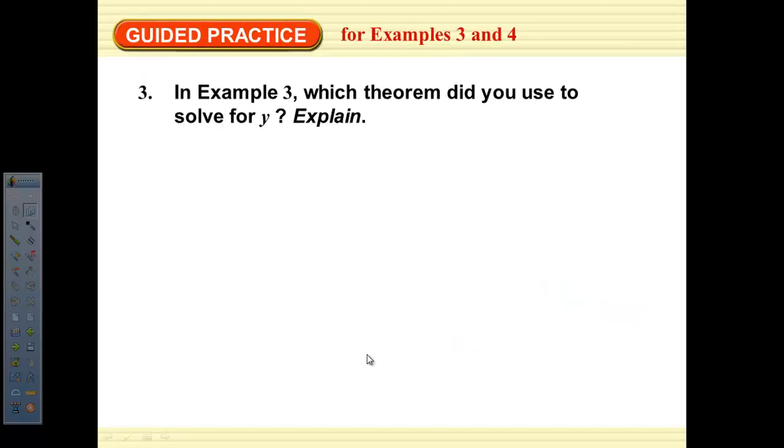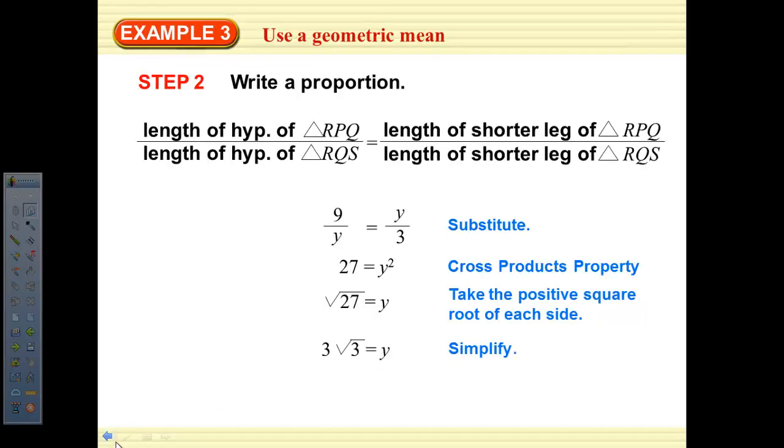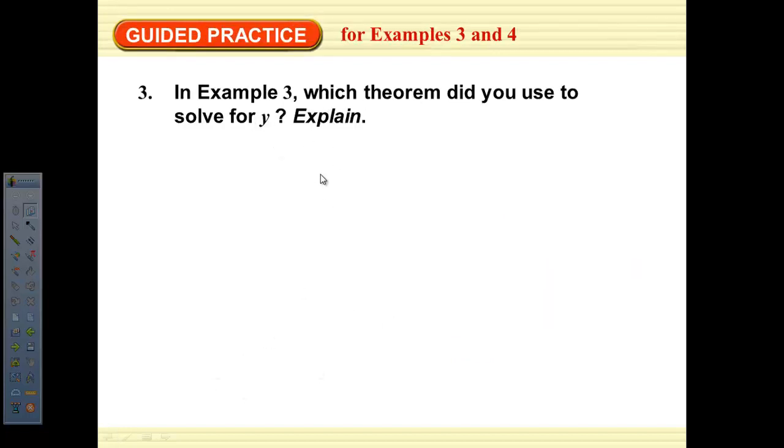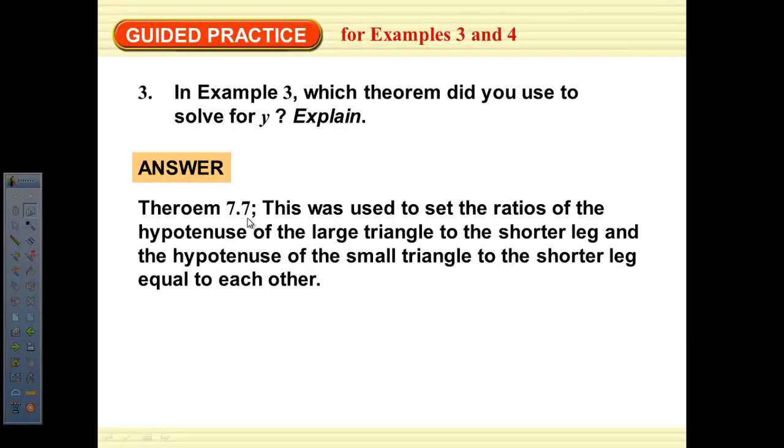Okay? Oops, let's go back real quick. So our answer is 3 rad 3. Alright, which theorem did we use? Again, we used theorem 7.7, and the reason for this is because we knew the hypotenuse of the large triangle to the shorter leg, and the hypotenuse of the small triangle to the shorter leg. Okay?